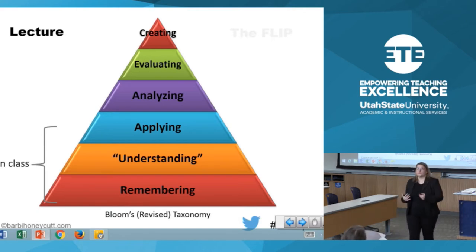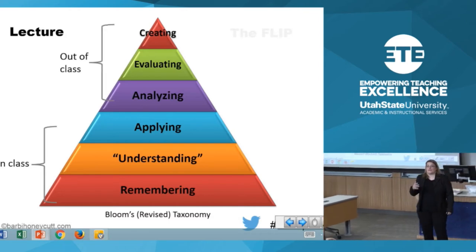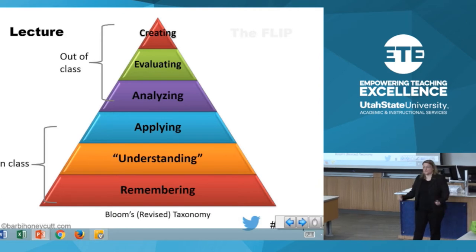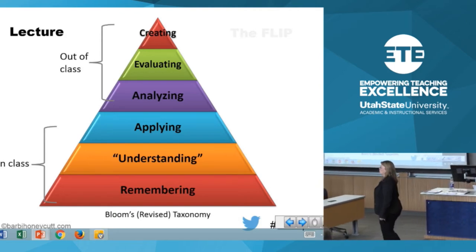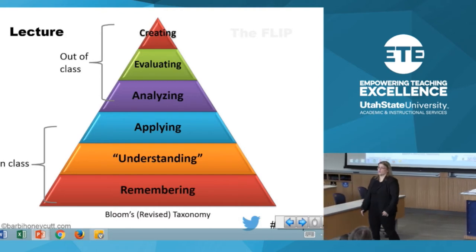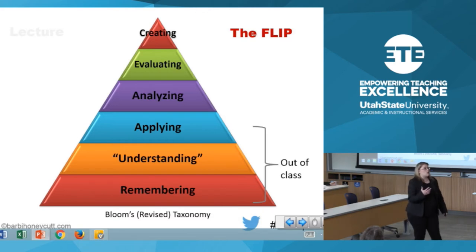Yep. So when you think about your lecture, typically your students would be doing most of the remembering or understanding. Maybe they would apply if you have them work a problem, right? Then you send them outside of class to do the heavy lifting. That's where they have to write those papers, solve those problems, do the homework, create the presentation, do a poster, whatever it is.